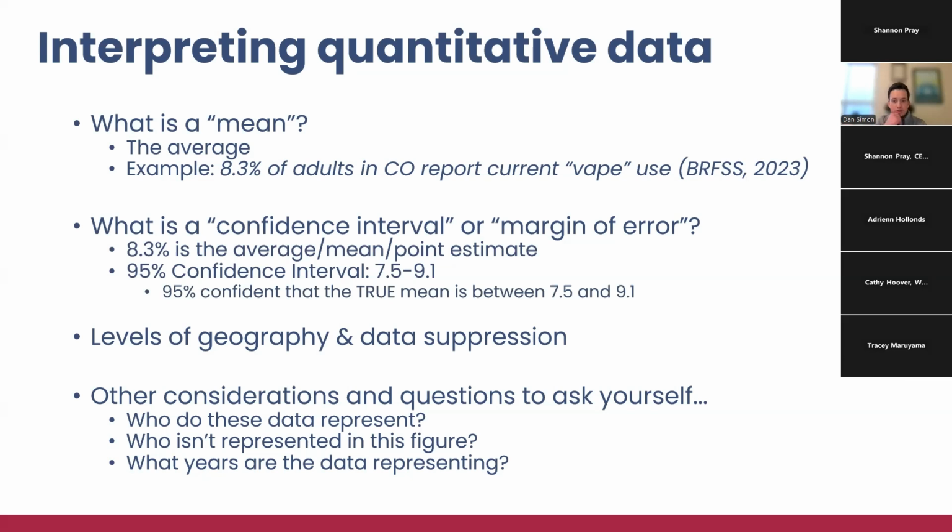Other considerations or questions to ask yourself when you're looking at these types of data: what level of geography am I looking at? On this slide, we're talking about the state level, 8.3% for the state. Oftentimes you might be able to find it at the HSR level, the health statistics region, sometimes at the county level. Counties and HSRs with smaller populations will have larger confidence intervals and sometimes no reportable data at all. That's what we would call data suppression.